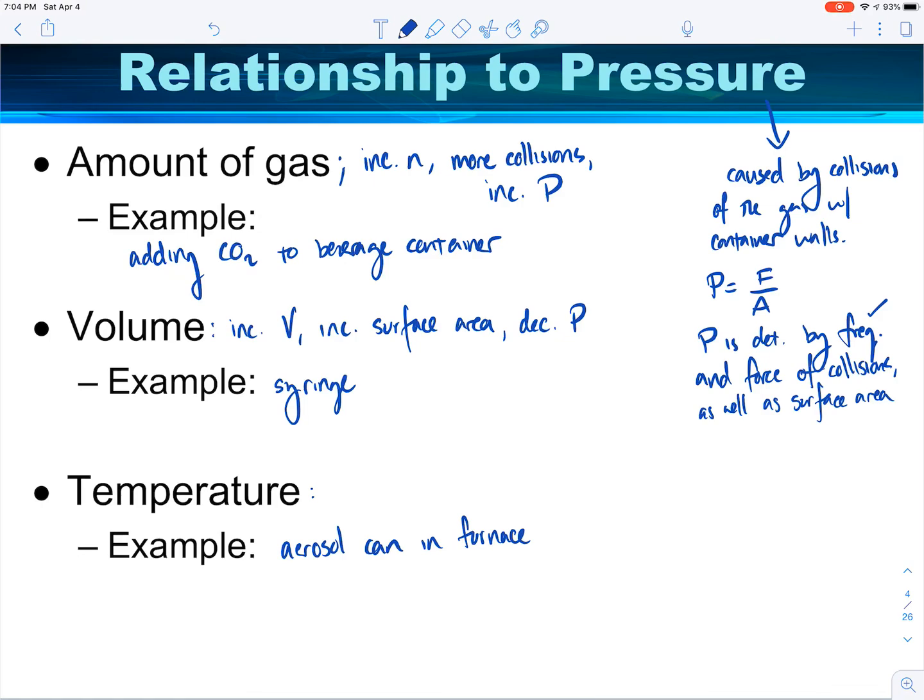And so basically if you have particles in a container and you heat them up, so if you increase the temp, the particles move faster, right? Because they have more kinetic energy. So what happens to their collisions? They become more frequent and they become more forceful. Therefore, pressure goes up.